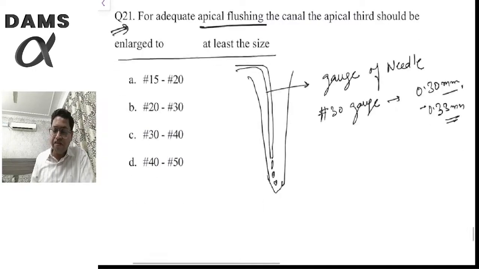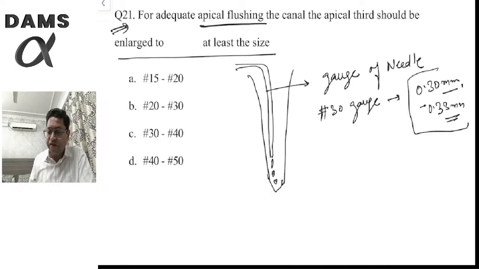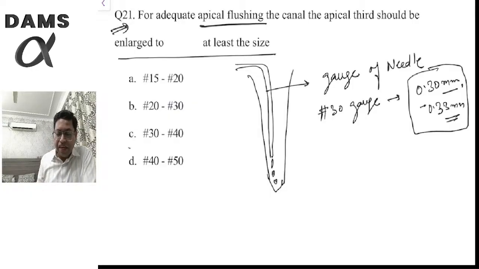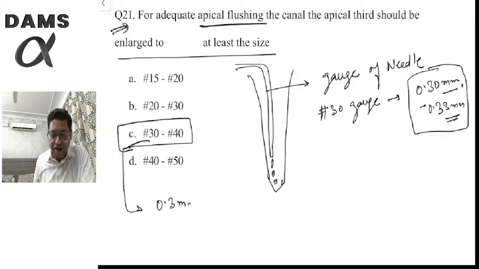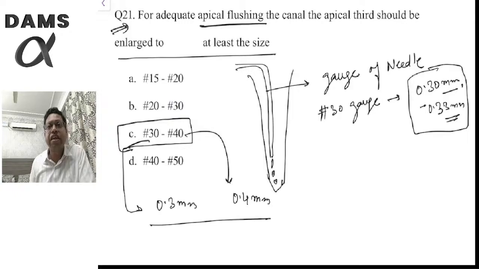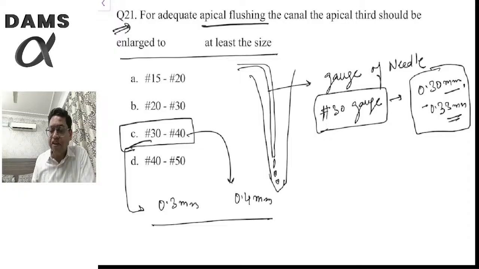So to insert this needle, of diameter 0.3 to 0.33 millimeter, to the apical 1/3 of the root canal, we need the root canal to be enlarged to size 30 to 40. Why? Because we know that size 35 has an apical diameter of 0.3 millimeters. Size 45 has an apical diameter of 0.4 millimeter. So if we enlarge the canal to 0.3 to 0.4 millimeter, we would be able to insert the smallest irrigation needle available, that is 30 gauge needle, to the apical 1/3 of the root canal.